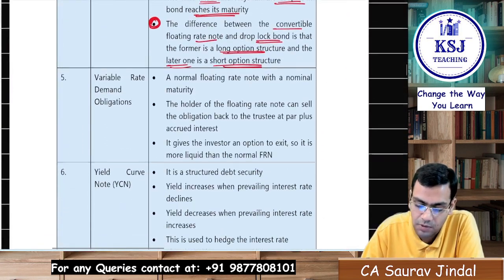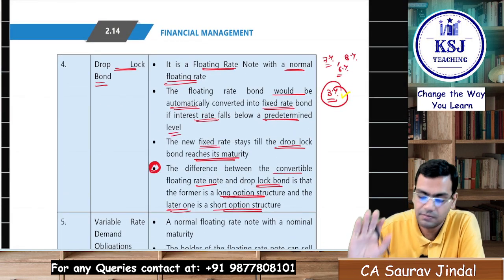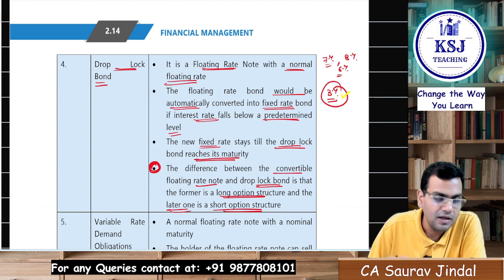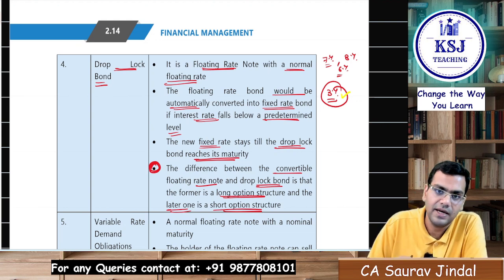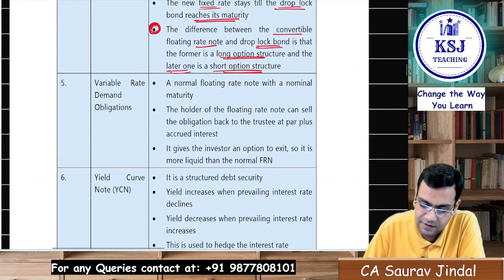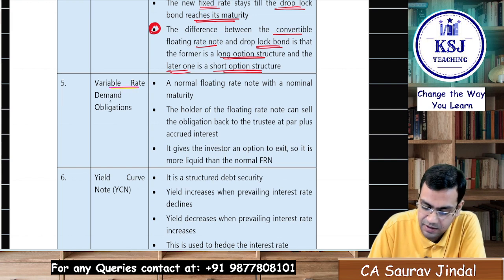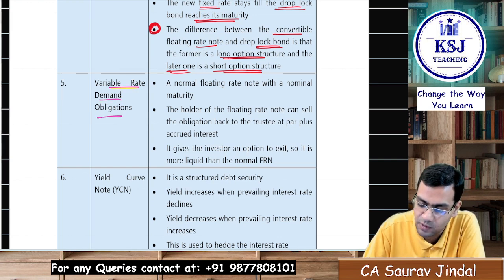So this is a drop lock bond: if the floating rate drops lower than the predetermined level, then it will automatically be converted into a fixed rate, right? Then variable rate demand obligations. Variable rate demand obligations are a normal floating rate note with a nominal maturity, right?